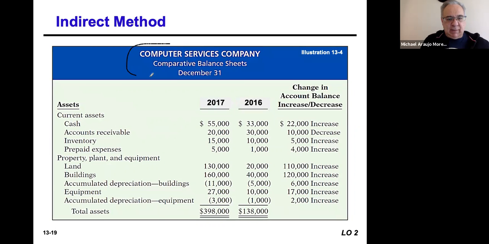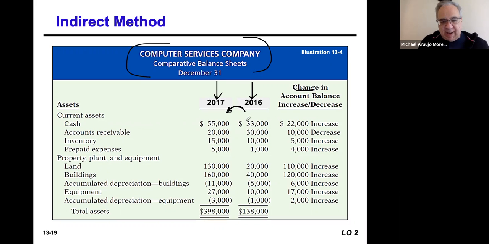We need comparative balance sheets. Comparative balance sheets are back-to-back years, right? And we look at the changes from 2016 to 2017. I know people read left to right, yes. For a comparative balance sheet, when you note the differences, you're noting from the base year to the most current year. So you're actually reading the opposite.